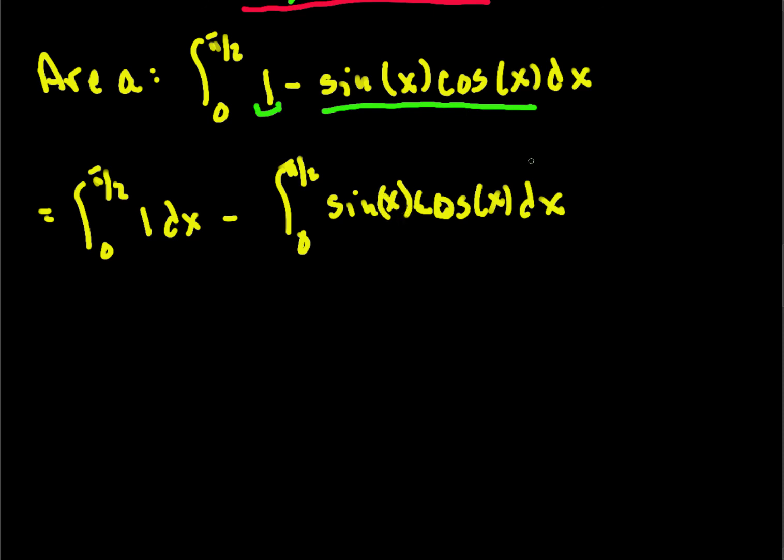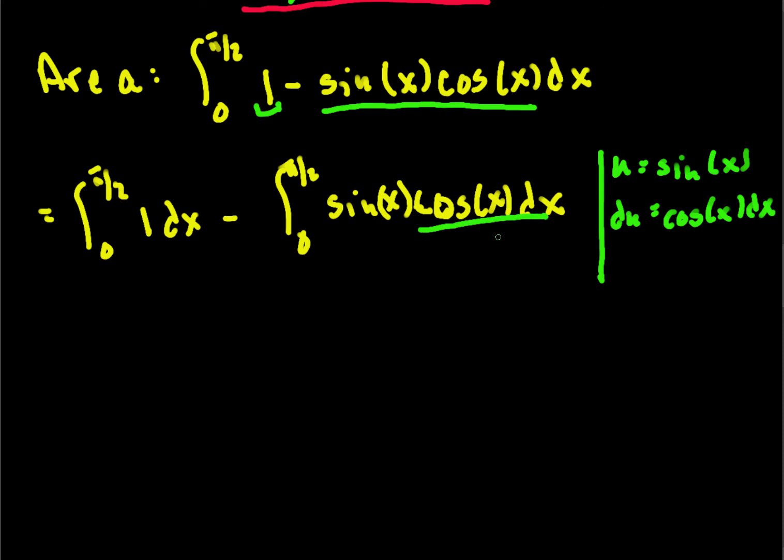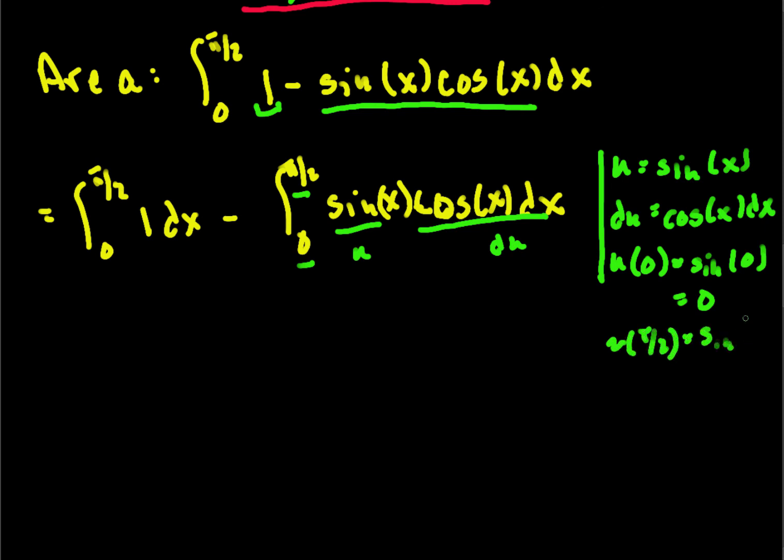And so what's my u sub going to be? Well, it can be either sine or cosine. Doesn't matter. I'll just go ahead and say u is equal to sine of x. Then du is equal to cosine of x dx, which is right here. So this is my du, this is my u, and I need to change my bounds of integration still. So u of 0 is sine of 0, which is 0, and u of pi over 2 is sine of pi over 2, which is 1.